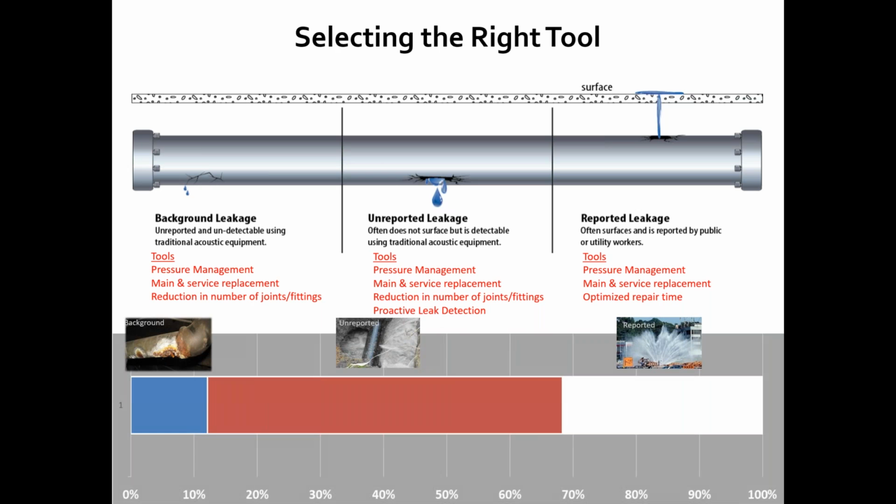In this case, this is an illustration where a utility had very little background leakage, predominantly unreported leakage, and a moderate amount of reported leakage. So the right tools for this particular scenario are, for the white portion, the stuff coming to the surface, just to make sure that they're getting repaired in a timely manner, optimizing the repair time. But really, acoustic leak detection, actively looking and searching and conducting a survey on the network is the right approach, because the majority of the leakage is detectable through that means.